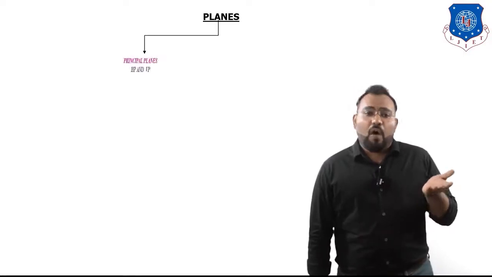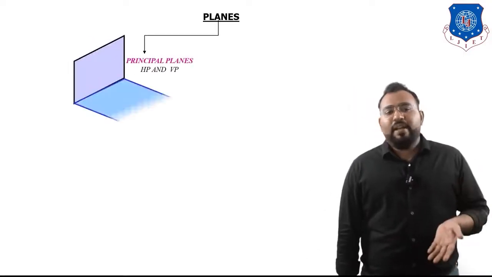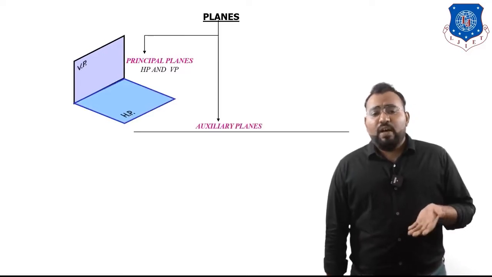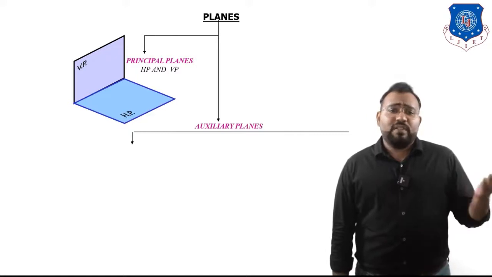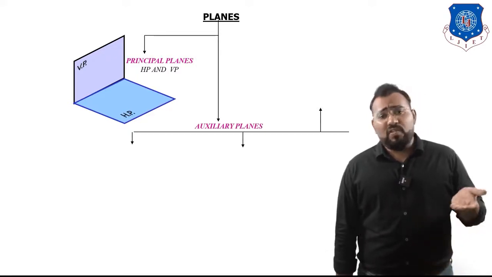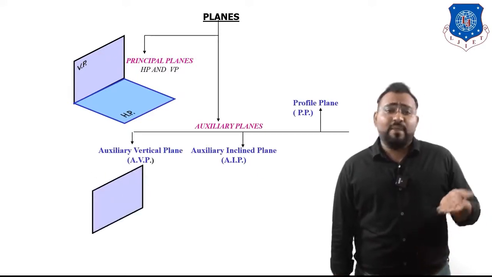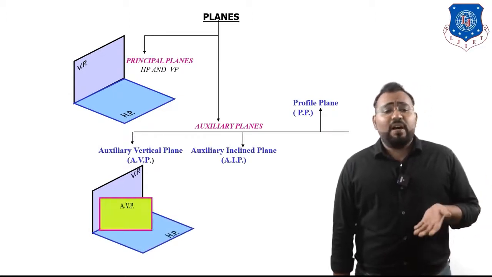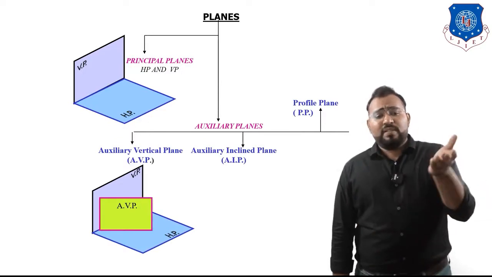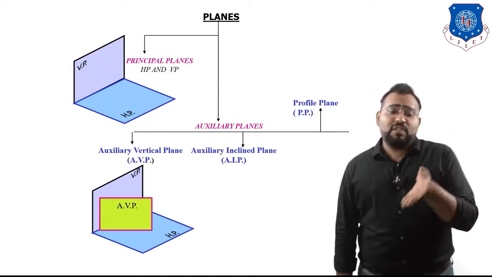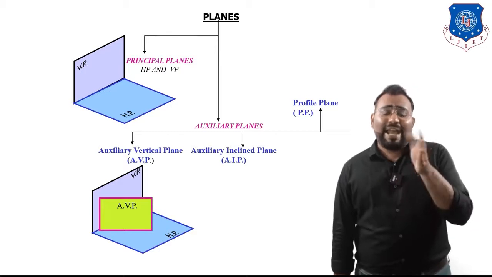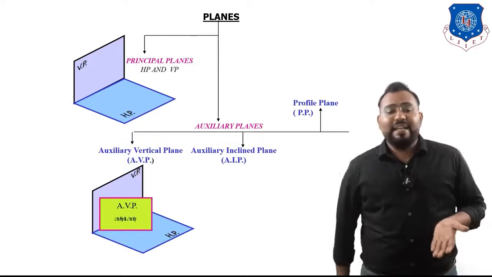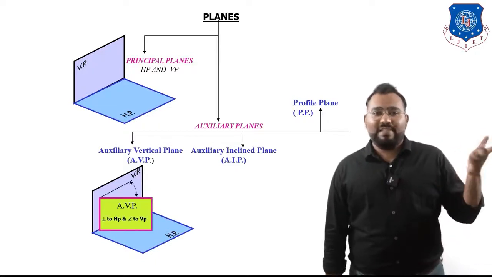We saw the principal planes, which are the vertical plane and the horizontal plane. We also saw the auxiliary planes: the auxiliary vertical plane, the auxiliary inclined plane, and the profile plane. In the auxiliary vertical plane, the yellow plane on the screen is the one making some angle phi with the vertical plane. We already saw that in the last video.